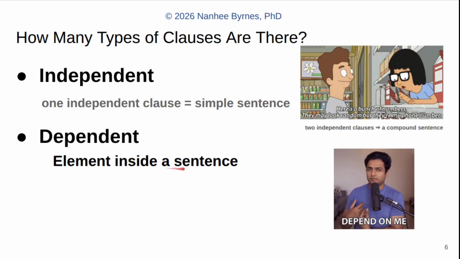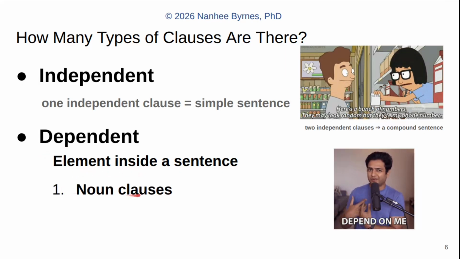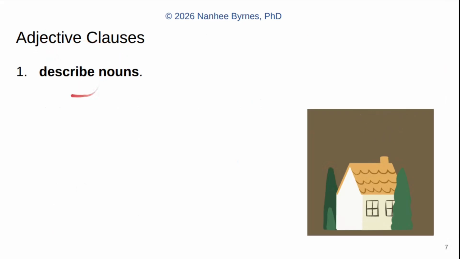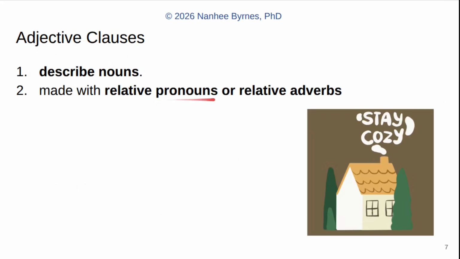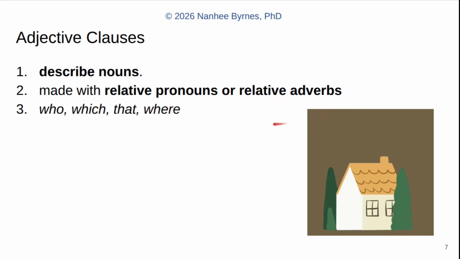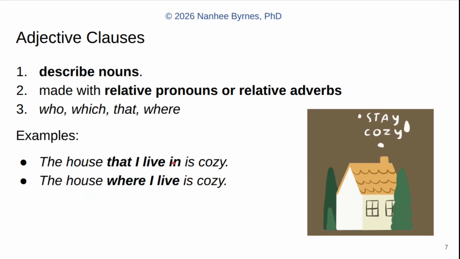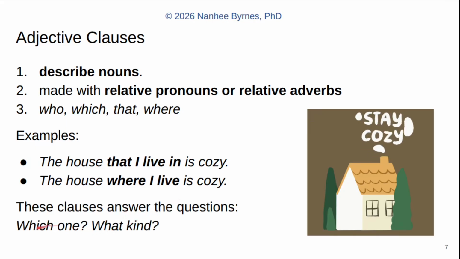In English, dependent clauses are divided into 3 types based on their role in the sentence: noun clauses, adjective clauses, and adverb clauses. Let's review each type briefly. Adjective clauses describe nouns. They are usually formed with relative pronouns or relative adverbs such as who, which, that, and where. For example, the house that I live in is cozy, or the house where I live is cozy. These clauses answer questions like which one or what kind.